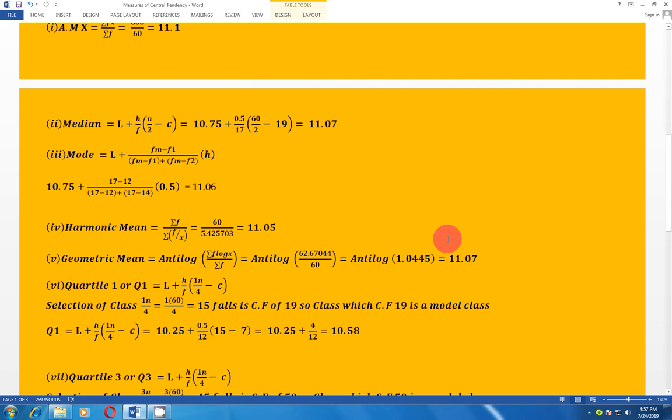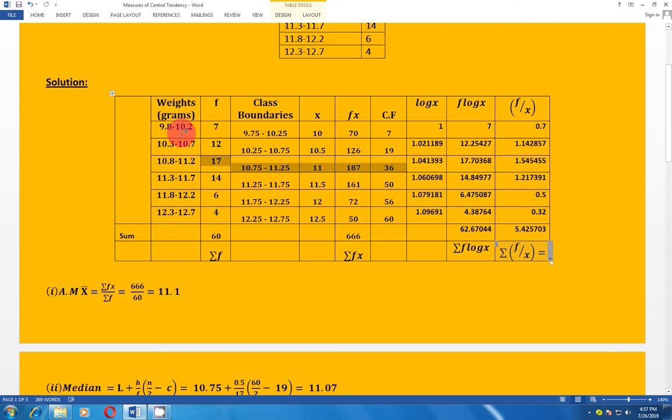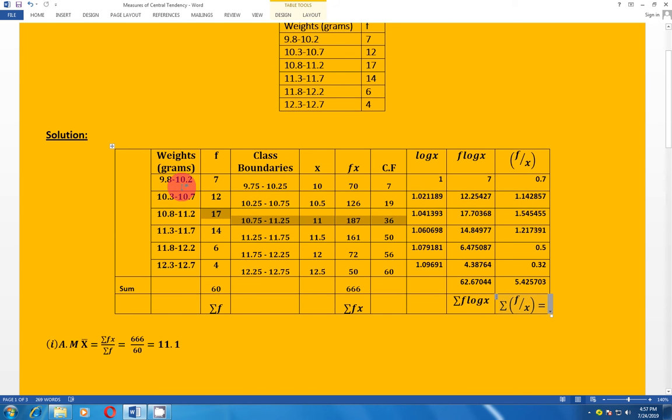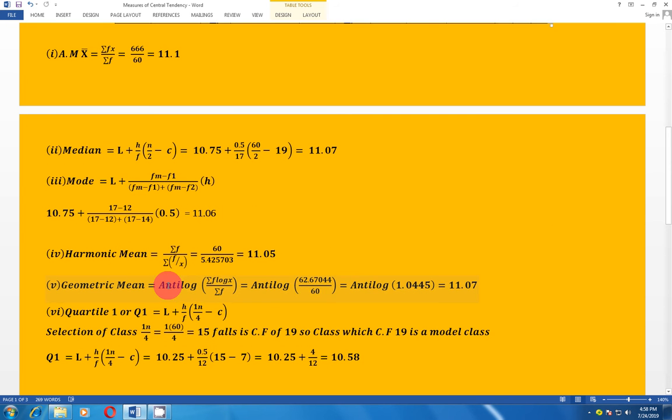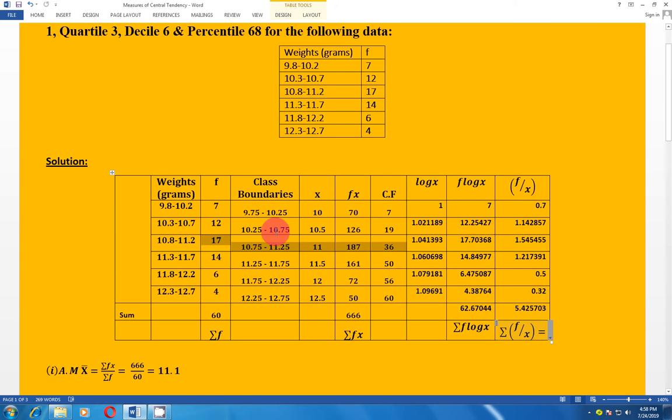So here are the 5 different types of averages related to group data. So if the upper limit of the first class and the lower limit of the first class are both equal, then there is no need to take the class boundaries. But if these are not equal, you will have to take the class boundaries in two averages, median and mode. So it is better for you to simply take the class boundaries if these are not equal.